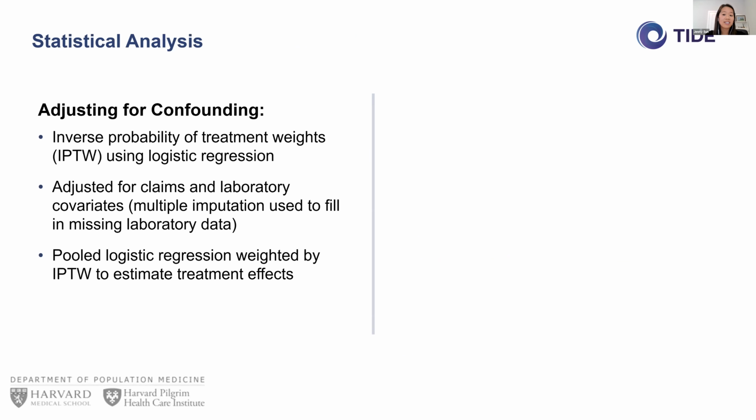We conducted two analyses within each of these cohorts. First, as is commonly done in pharmacoepi, we used inverse probability of treatment weights to adjust for baseline confounding, then used weighted pooled logistic regression, weighted by IPTW, to estimate treatment effects. This approach does not account for any potential selection bias.